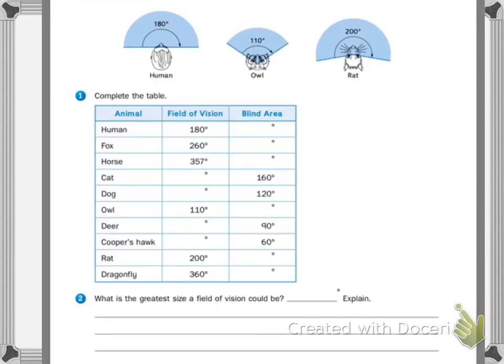So let's take it a little bit further, and we're just going to do a few of these. But this is talking about your field of vision. So if you look at, for example, an animal, the human, the first animal.